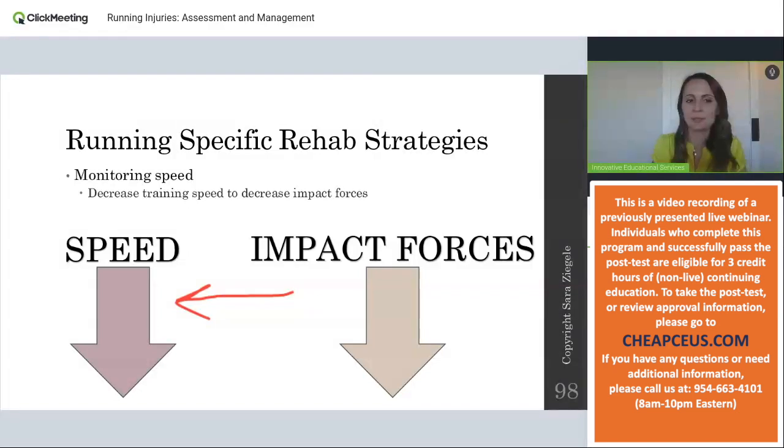So oftentimes I'll approach it by saying, we're not using a return to running program as a running intervention for you at this time. Right now, this is a program that we are using to reintroduce load to your tissues. When we do that, we can kind of take the runner out of the run and make it about a reconditioning strategy. So decreasing speed, decreasing impact forces.